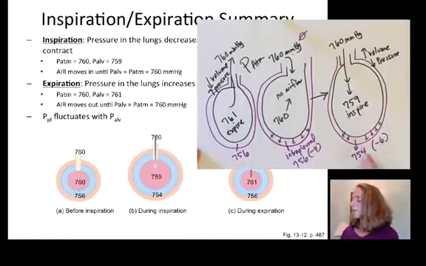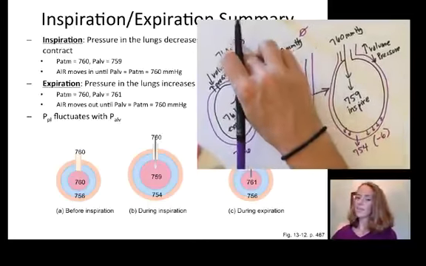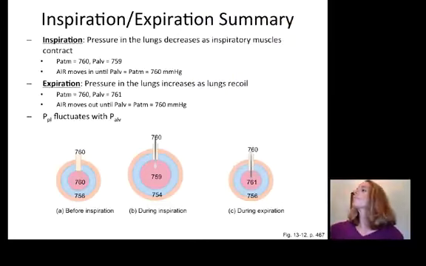So no matter what happens with the chest cavity, the pleural pressure is always lower than the atmosphere. So here's a summary of that. The pressure in the lungs decreases as the inspiratory muscles contract and increase the volume of the chest cavity. Here are some example pressures. Atmospheric pressure 760, alveolar pressure 759. The air will move in until the alveoli and the atmosphere are equal at 760.